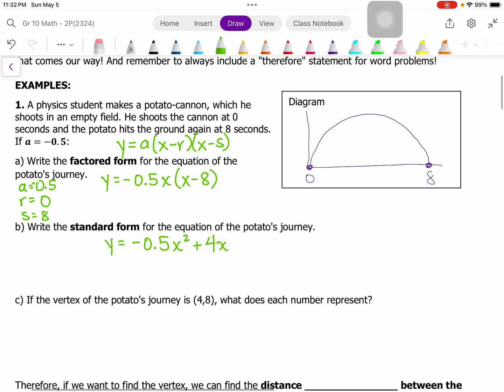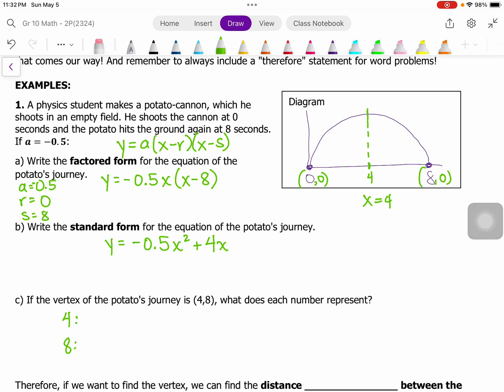And question C says, if the vertex of the potato's journey is (4, 8), what does each number represent? So what does the 4 represent and what does the 8 represent? We can see here 0 and 8. The halfway point there is 4. And remember that our axis of symmetry is halfway between any 2 points that have the same y value. So this is (0, 0), and this is (8, 0), so they both have 0 as their y value. That means my axis of symmetry is exactly halfway in between at x equals 4.